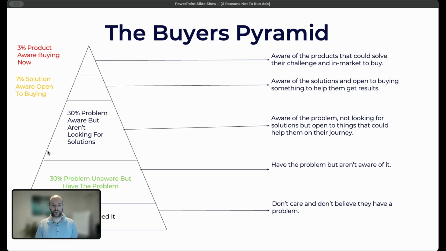Then there's 30% who are problem aware but aren't looking for solutions. They know their shoes need replacing, but it's not an urgent problem for them. They're probably thinking, I could probably get a few more months out of these. I'll sort out shoes later on.